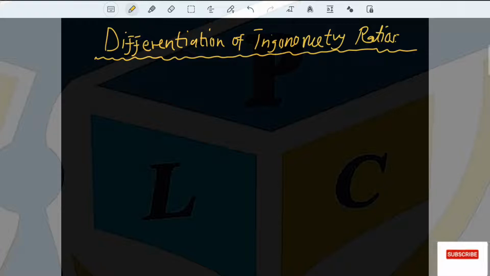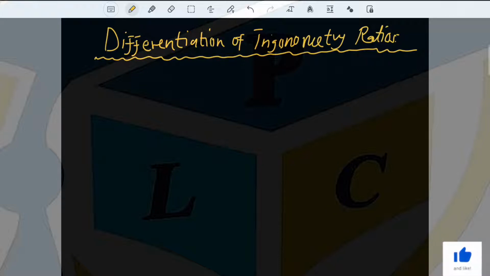So without wasting my time, let's go straight to our topic for today: differentiation of trigonometry ratios. Now, the concept of trigonometry ratios came into being when mathematicians wanted to find out how to measure angles when two or more lines meet and how to find the distance that exists between two points. So let's see.